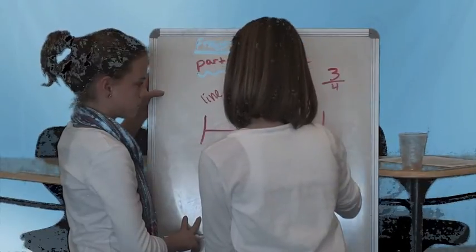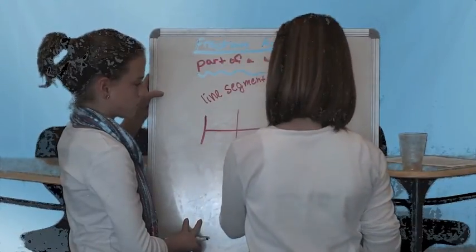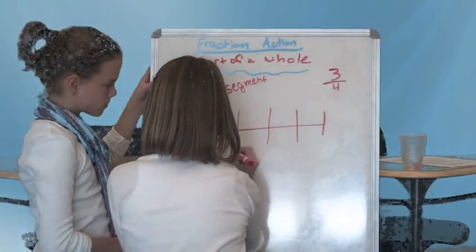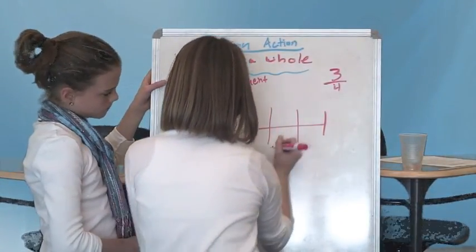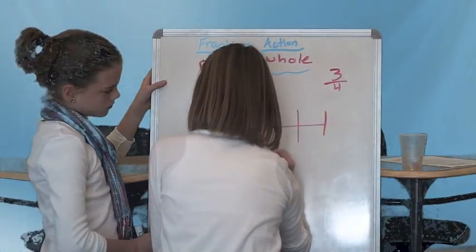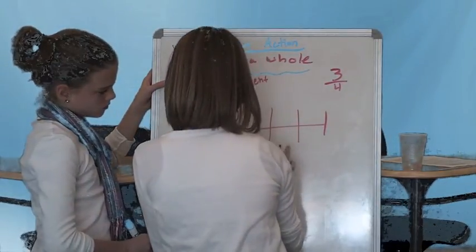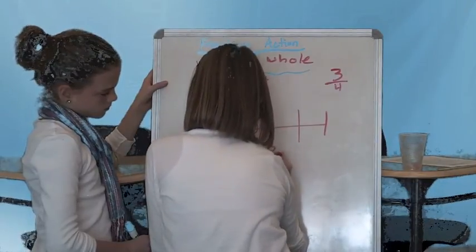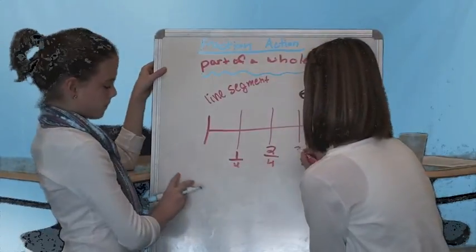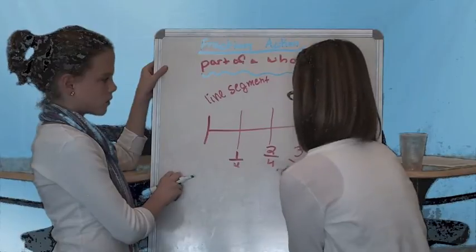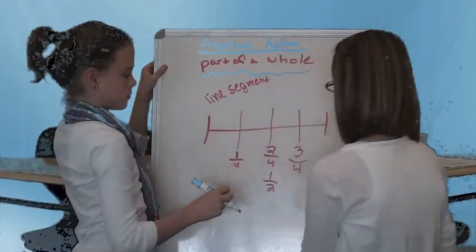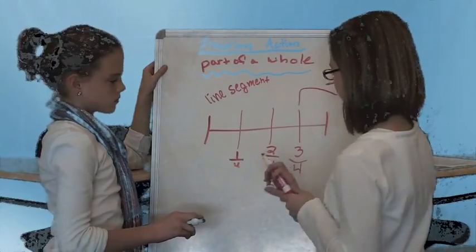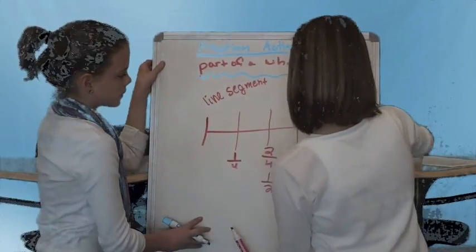1, 2, 3, 4. They're not exactly equal. Okay, so this would be 1/4. This would be 1/2, or 2/4. Since we're using fourths, this would be 3/4. So that's where this would go. So this would be here on a line segment.